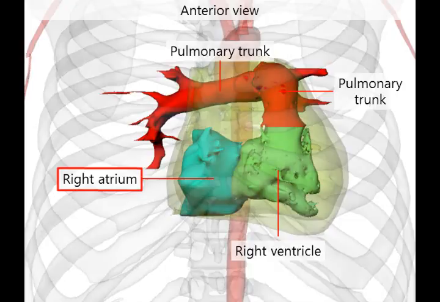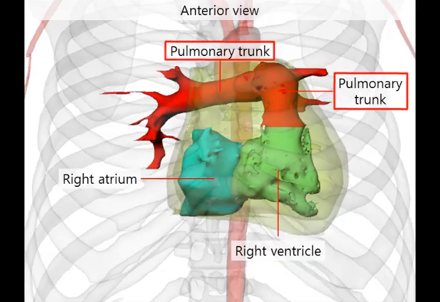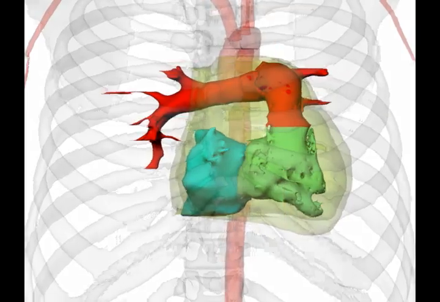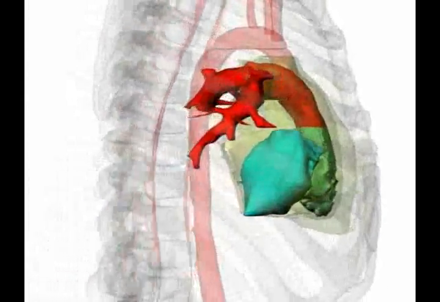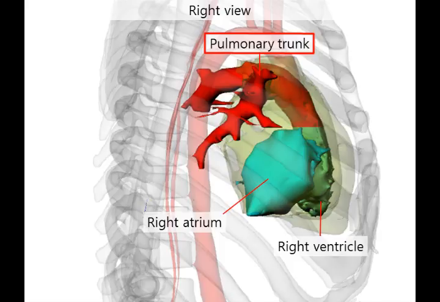The blood in the right atrium passes through the right ventricle and pulmonary artery and goes into the lung. The pulmonary trunk divides into two, and each artery goes to the right lung and left lung. Only blood with low oxygen passes through the pulmonary arteries, but they are still called arteries because they go out of the heart.